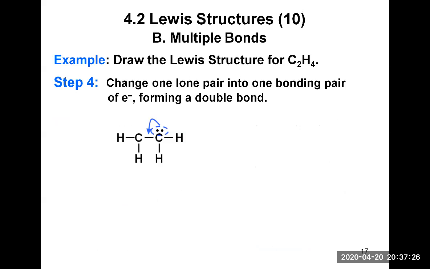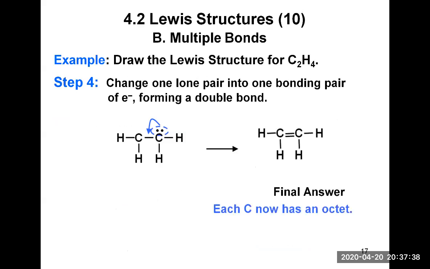Starting from the structure we had earlier, you will now change one lone pair into a bonding pair, forming a double bond in this case between the two carbons. When you share that extra lone pair, now both carbons have an octet around them. They have two single bonds plus a double bond. That's 8 valence electrons around them. And each hydrogen has a duet. So all atoms have their octet or duet.